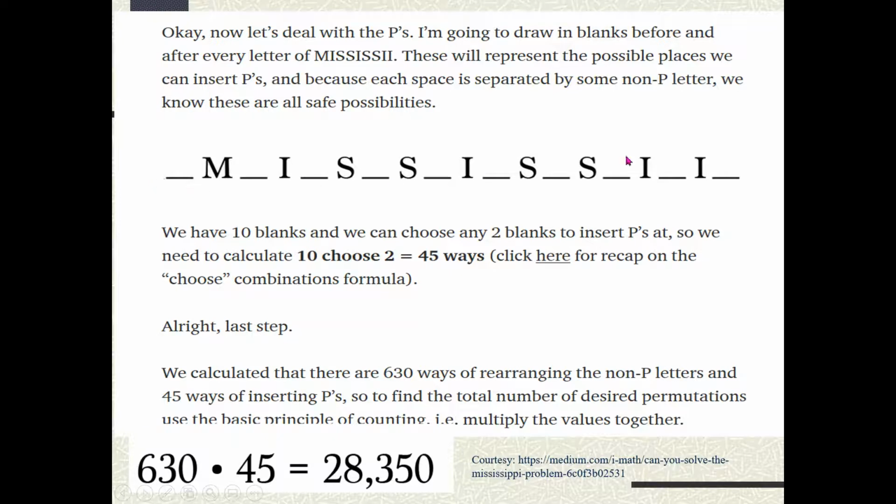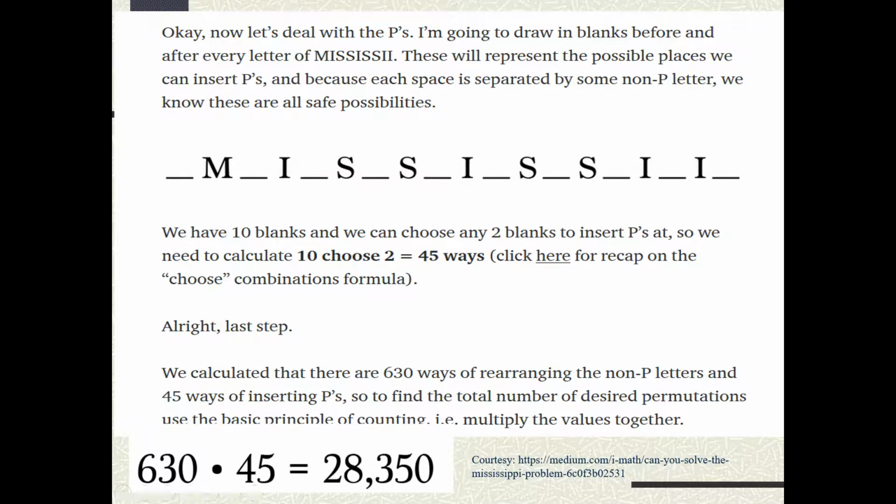So we have 10 blanks and we have to put 2 P's in these. 10C2 is 45, right? Because order doesn't matter. Once again, whether the first P is here or the second is here, that doesn't matter. So 10C2 is 45. So there are 45 different ways in which I can insert P's in these 10 blanks.